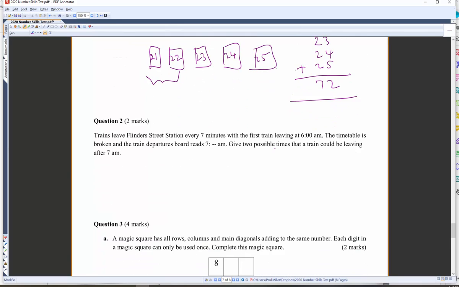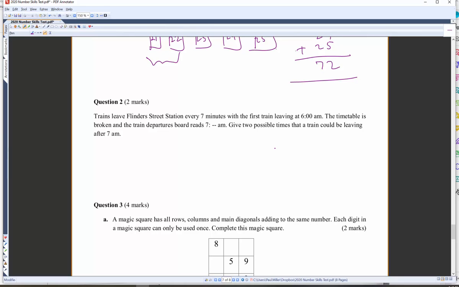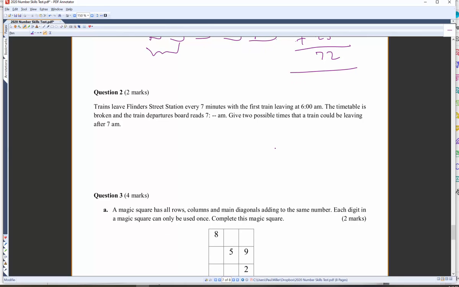Trains leave Flinders Street Station every 7 minutes, with the first train leaving at 6 a.m. The timetable is broken. The departures board reads 7 something. Give 2 possible train times. Now, many students wrote 7:07. No. If trains leave every 7 minutes, starting there, then what I'm interested in knowing is how many trains will leave before the hour is turned.